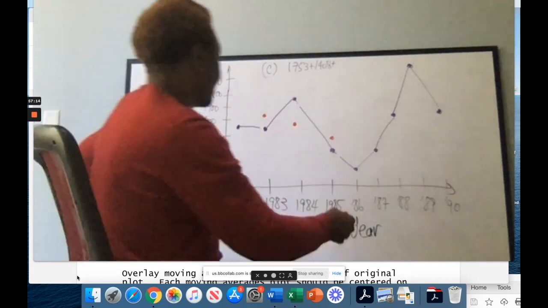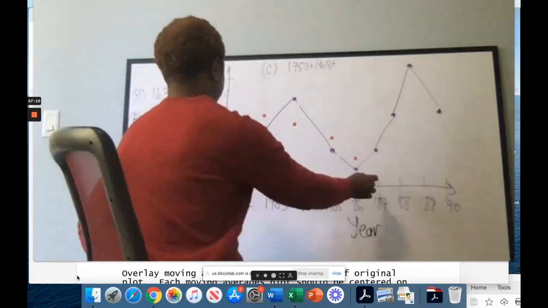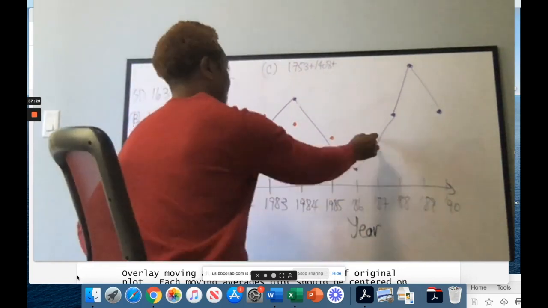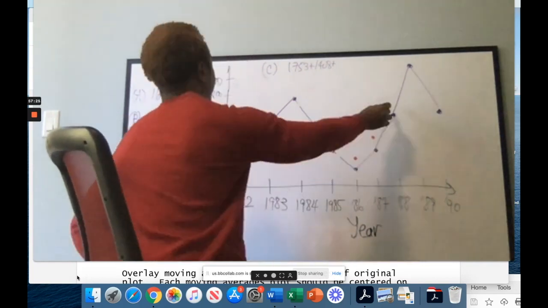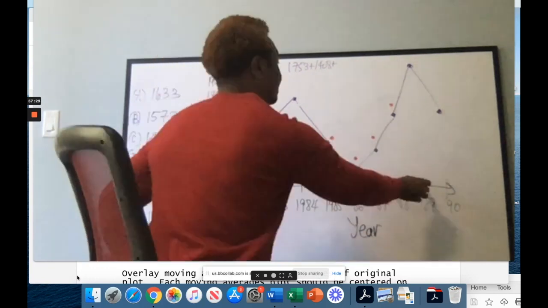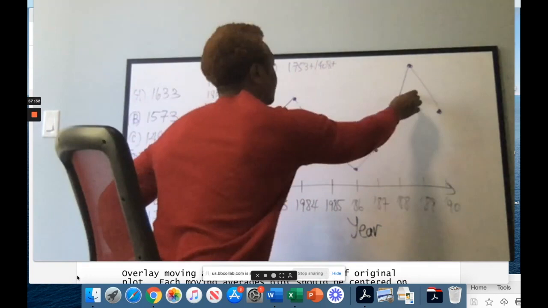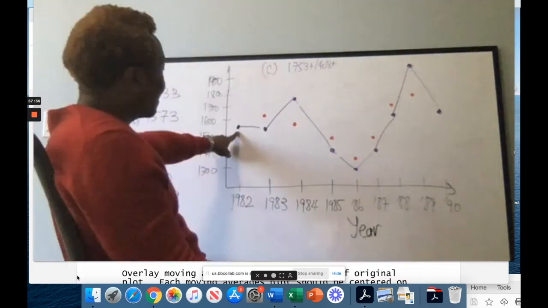1380, 1470. And you're just going to have to estimate. We don't have graph paper, so 1679 and 1766. Somewhere there. Notice there is no plot here or no plot there.